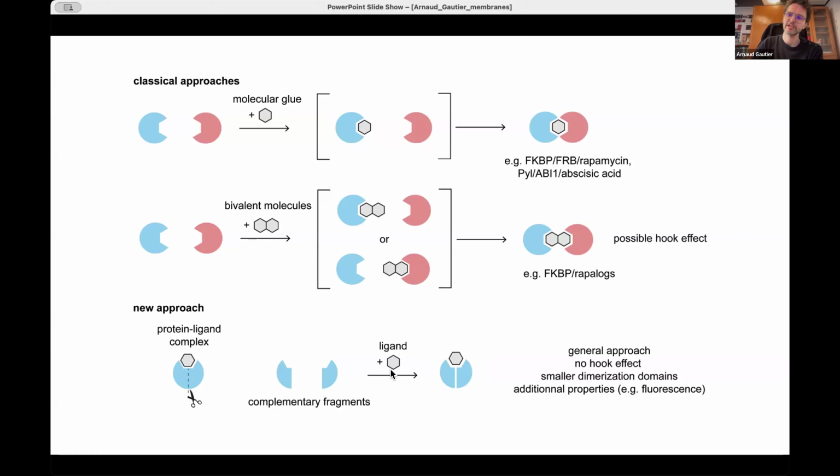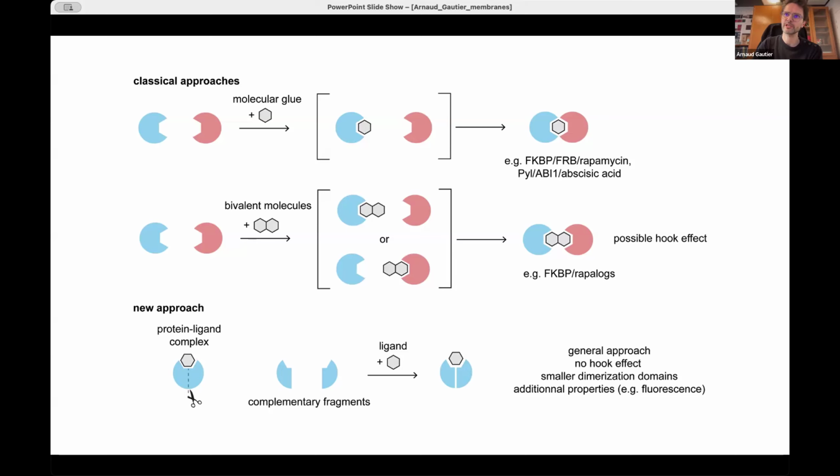It really acts here as a molecular glue, like the first case here, so you have no hook effect. You can imagine having very small fragments here, depending on the protein you start with, which can be useful also. And what was also very interesting for us is that you can add additional properties.